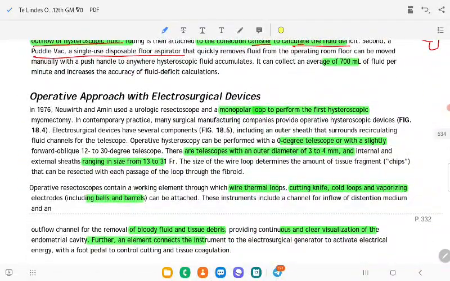Then the operative approach with an electrosurgical device. The urology resectoscope, with a monopolar loop, was used to perform the fast hysteroscopic myomectomy.